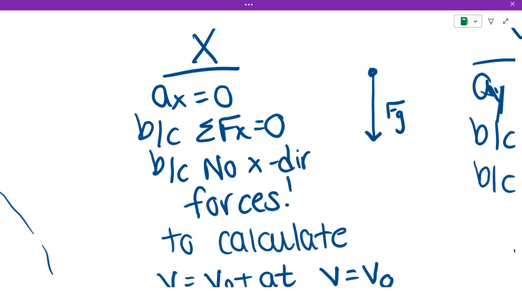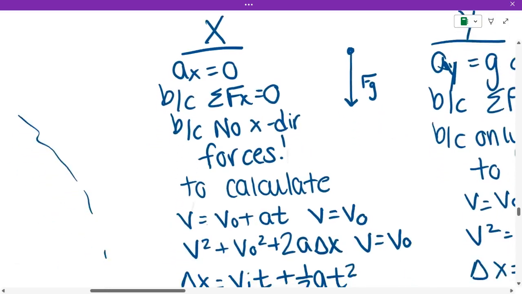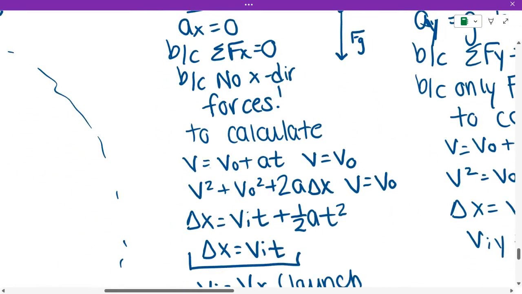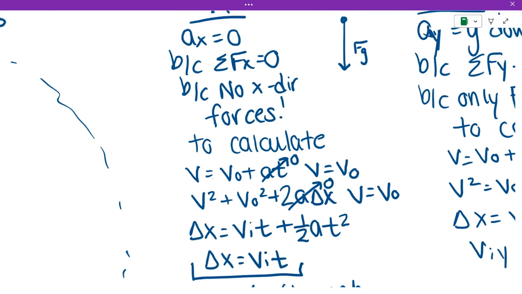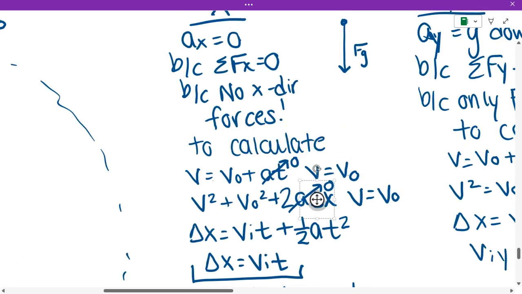Okay? So if I wanted to calculate anything to do with the motion in the x direction, I could use any of my kinematics equations. Now, for these first two, if I plug in an acceleration of 0, those last terms go away, and they just tell me that my initial and final velocities are the same, which makes sense. If I have no acceleration in the x direction, then my x direction velocity should stay the same. So down here, if I plug in an acceleration of 0, then the first term still exists.